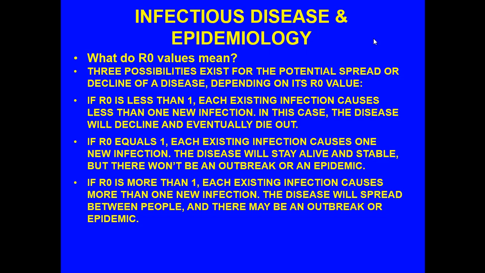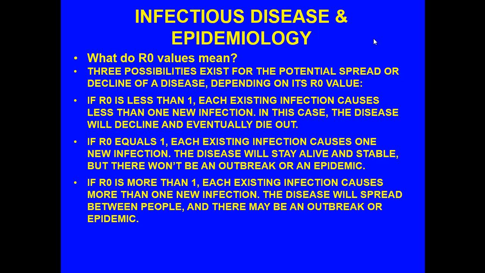If R naught is less than 1, that basically means that each existing infection causes less than 1 new infection, and very quickly the disease is going to decline and eventually die out. If R naught equals 1, each existing infection causes 1 new infection. Basically, the disease will stay alive and stable, but there won't be an outbreak or epidemic. If R naught is more than 1, each existing infection causes more than 1 new infection.